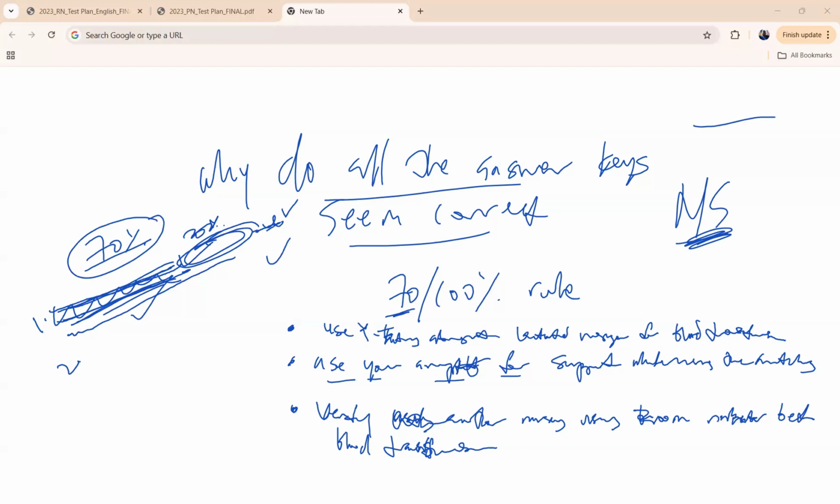This is what I tell my students. Look at this first one: use Y tubing along with lactated ringer for blood transfusion. Yes, we use Y tubing for blood transfusion, but we don't use lactated ringer. So this is the wrong statement, or the 30% statement, that makes the whole answer key wrong. Do you understand now?